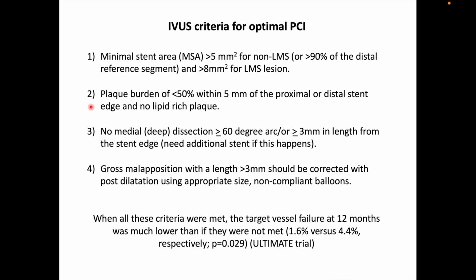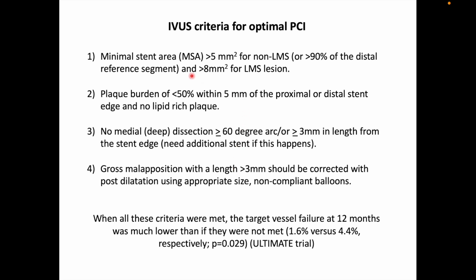Now, this is a very important slide. IVUS criteria for optimal PCI, and this is mainly based on the ULTIMATE trial, which showed that if you meet these above criteria, then the target vessel failure at 12 months was much lower than if you could not meet these criteria. It was 1.6% versus 4.4% if you could not meet.